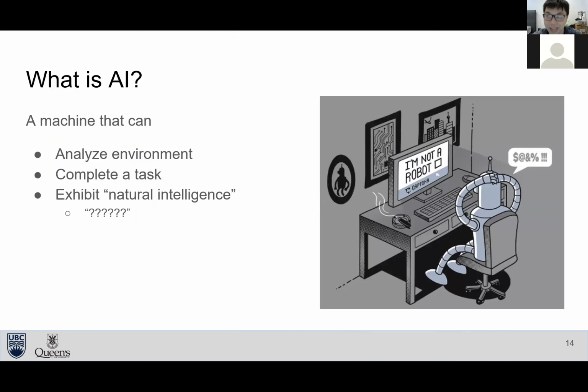Let's talk about some technical ammunition for you to understand AI, so that when someone wants to talk to you about AI, you have some good details that you can provide some answers. Specifically, what AI is: there is a technical definition. It's a machine or system that can analyze its environment and complete a task. But there's this really bad part of the definition where it says that the task has to require natural intelligence. So what the heck does this mean?